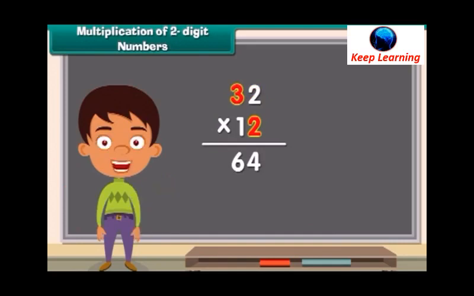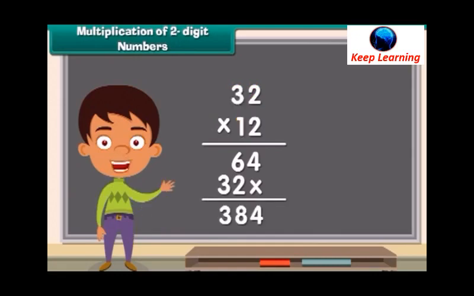3. Mark a cross below 4. 4. Multiply 2 by 1. Place the 2 below 6. Multiply 3 by 1. Place the 3 to the left of 2. Now add these two numbers. The answer is 384.